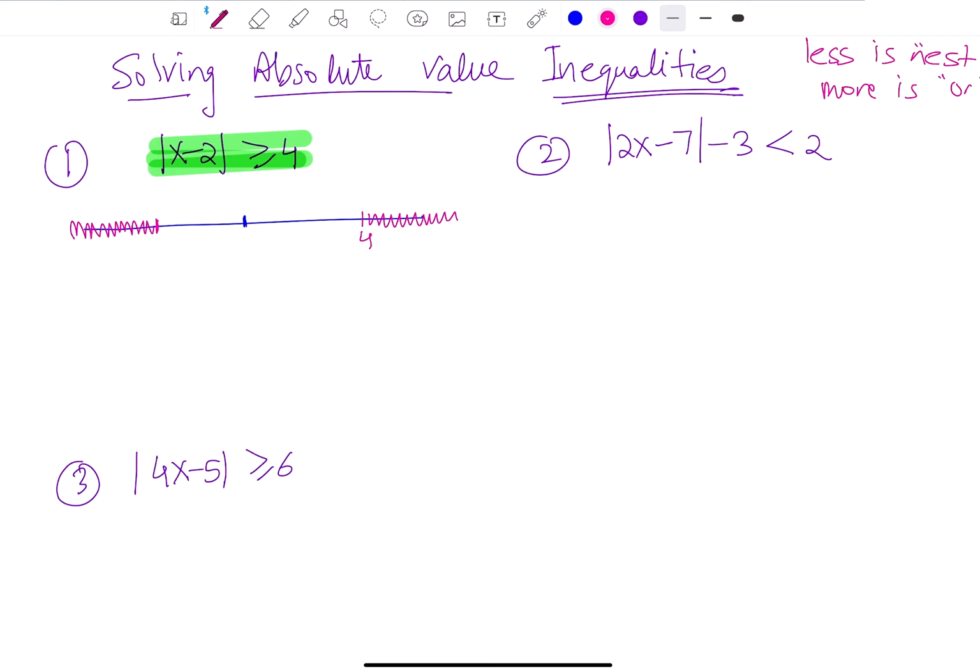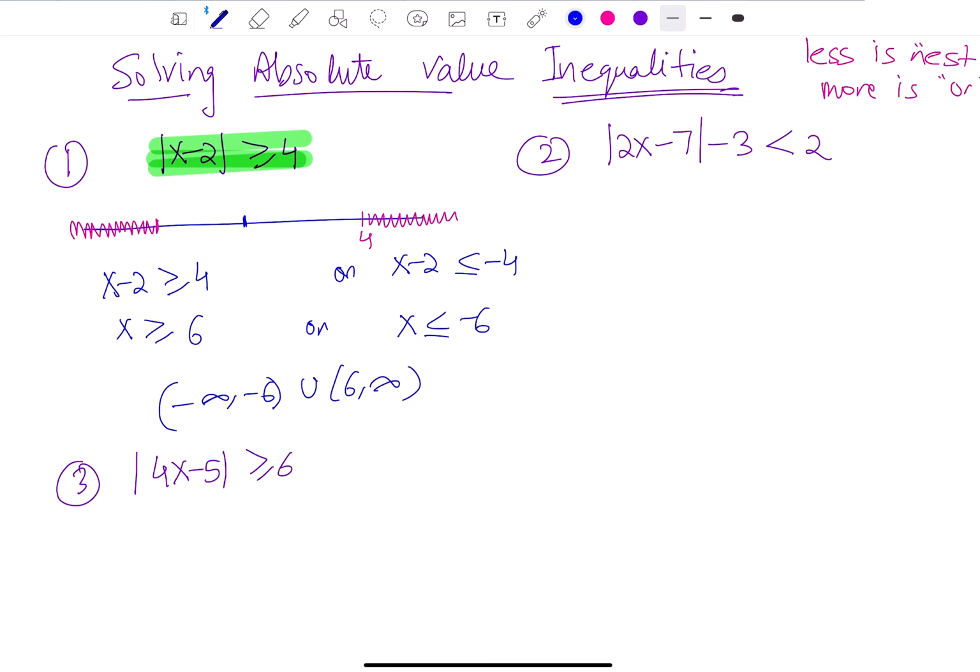So that means I can split this into two inequalities. Either x minus 2 is greater than or equal to positive 4, or x minus 2 is less than or equal to negative 4. Solving both individually, x is greater than or equal to 6, or x is less than or equal to negative 6. So my solution is going to be two different intervals: negative infinity to negative 6, union 6 to infinity. All the numbers from here onwards and here onwards are part of my solution.